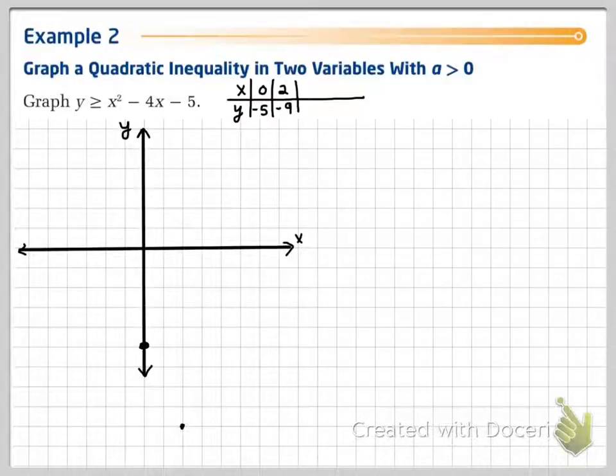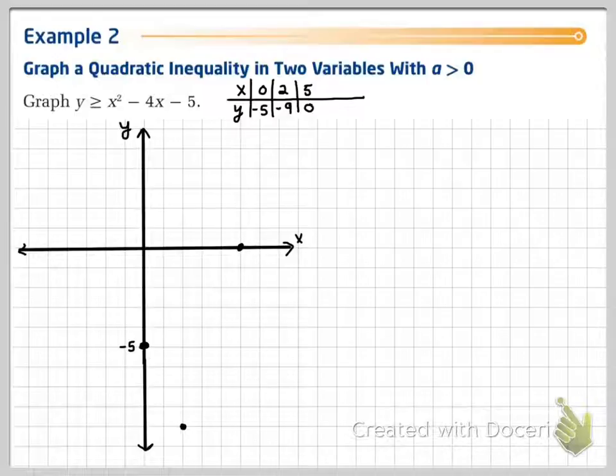I'm going to have to extend my graph a little bit. Next point is going to be when x is 5. Hopefully it's going to be coming back up by then. 5 is going to be 25 minus 20 minus 5, which is 0. So we'll have that point.